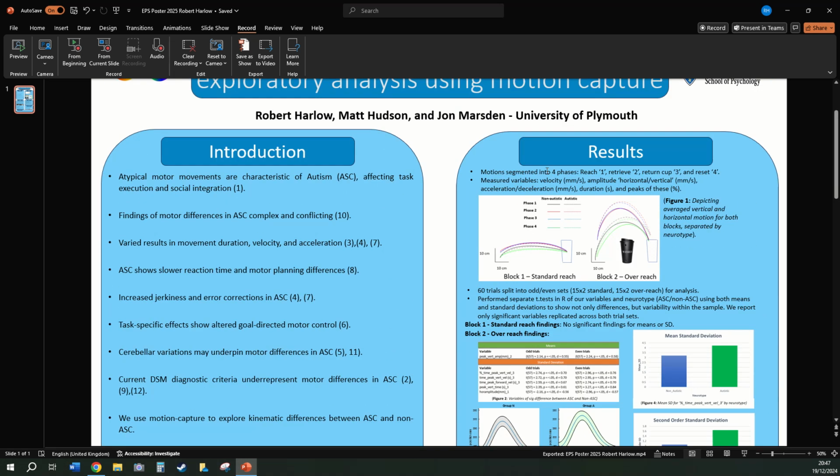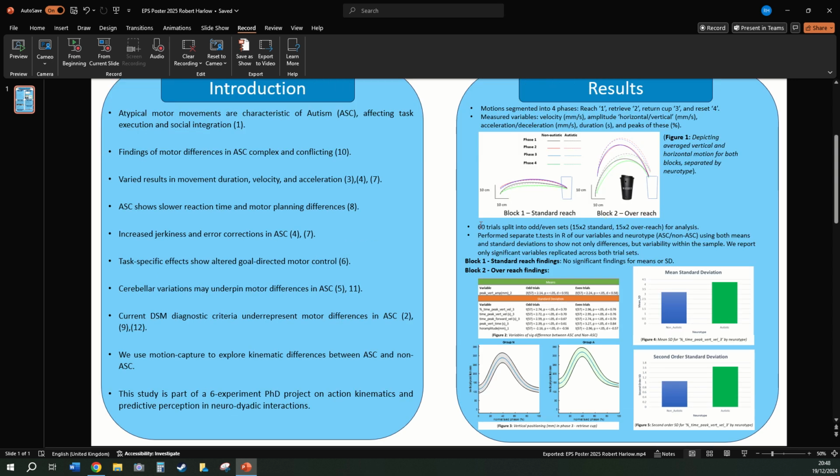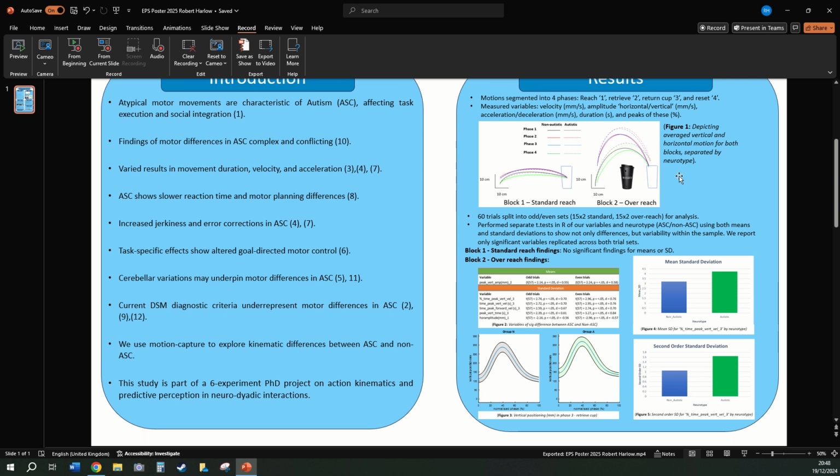For our results, our motions were segmented into 4 phases: the reaching, retrieving, returning the cup back to the start, and resetting. You can see here a depiction of a standard reach and then an overreach for the 2 blocks. And we can see here the dotted line for autistic and the solid line for non-autistic. So we had 60 trials, 30 in each block, split into 2 sets of 15. We were then reporting any findings that replicate for both of these splits.